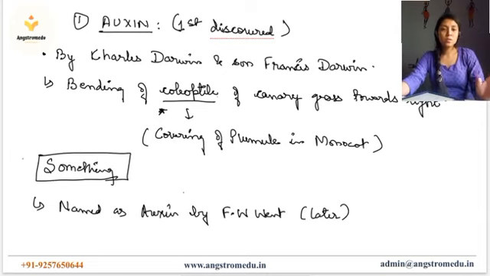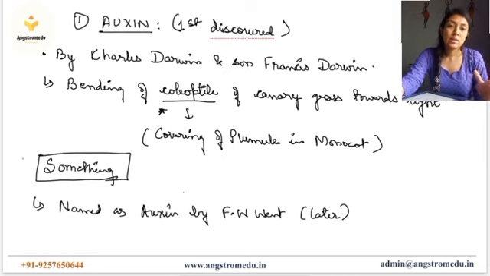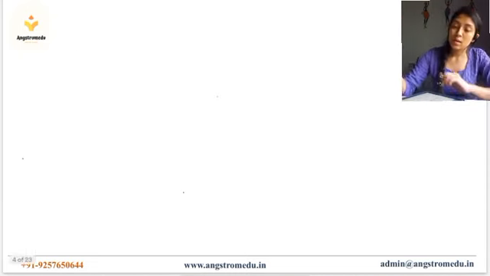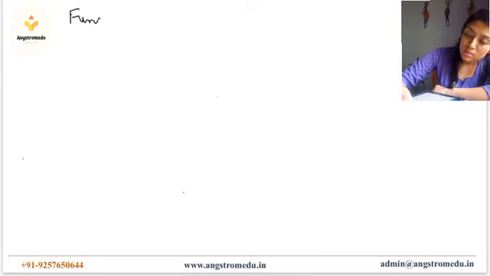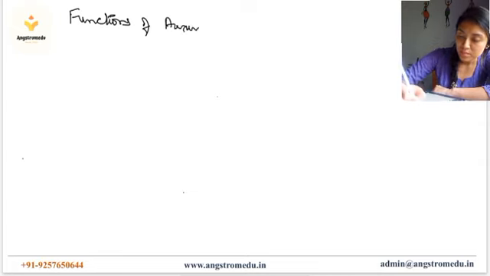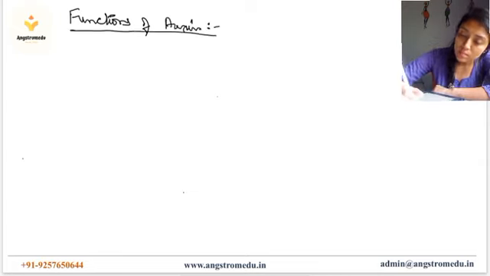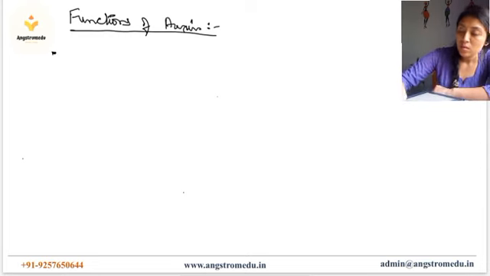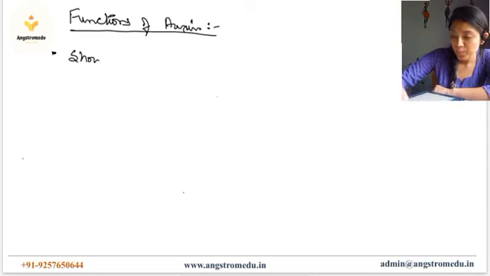Okay, so the discovery was done by Darwin and his son, and later what they observed was isolated and identified by F.W. Went. Okay, now coming to the main functions which auxins carry. Functions of auxin. The very first thing, auxins show apical dominance.